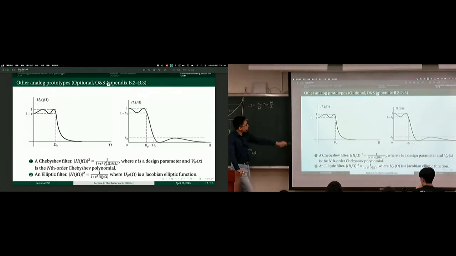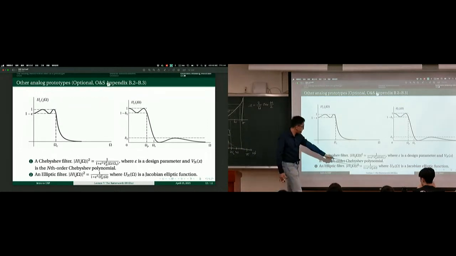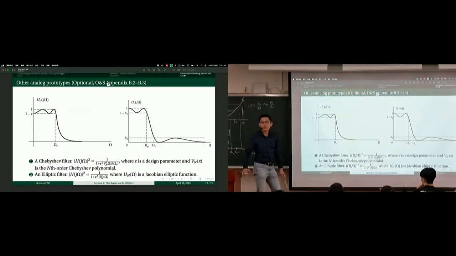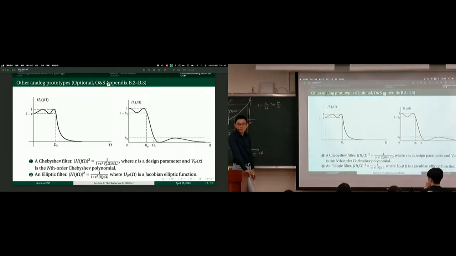But these are like extended reading materials that you can find in the textbook. So in case you're interested, go ahead and read it, where you'll find that elliptic filter. Here we have an expression right there. U is a Jacobian elliptic function, okay? And I have no idea what that is. I tried to learn it, but I searched the Wikipedia. It's very complicated. 椭圆函数. I've never encountered it in my career.